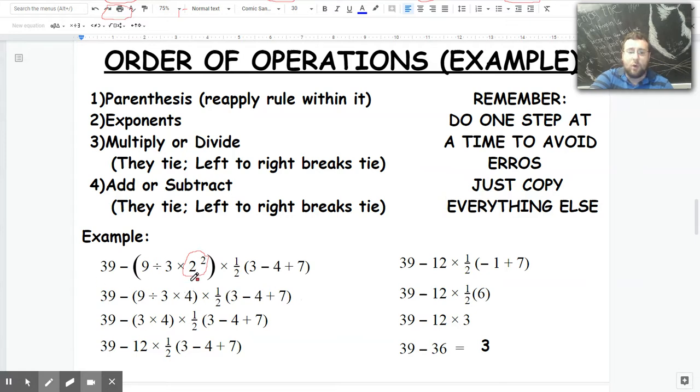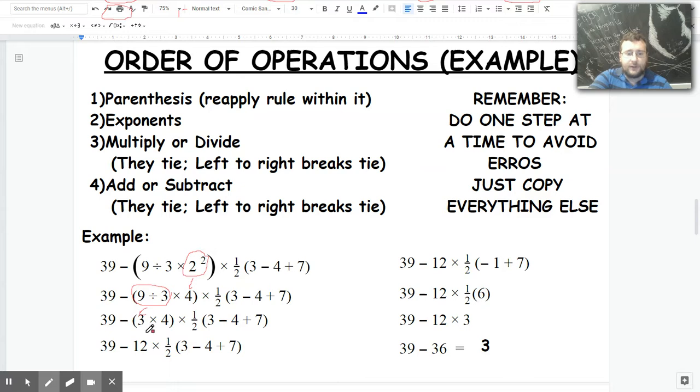I only change that one thing right there. I like doing it vertically because it makes it easier to see that change. Still have a parentheses. I've got to go division first because I have to break the tie by going from left to right. So 9 divided by 3 gives you 3. See, one step at a time.